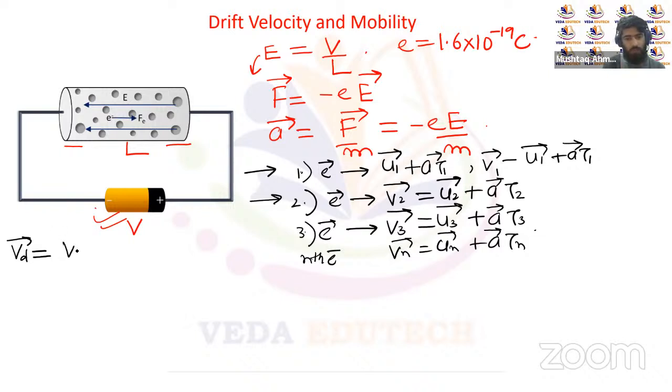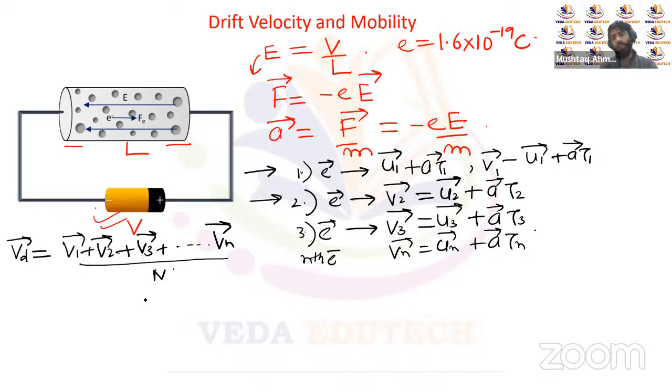So it will be v1 plus v2 plus v3 and so on up to vn, divided by n, right? This will be the average velocity for these electrons. That average velocity is what we call drift velocity. It means that on average, these electrons will be drifting inside the conductor with this velocity, right?